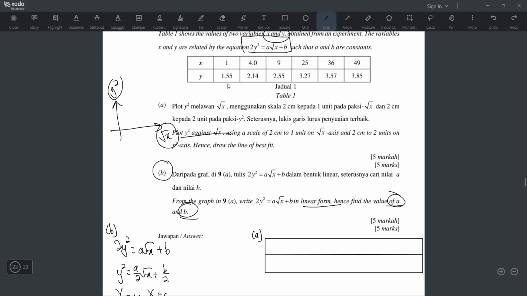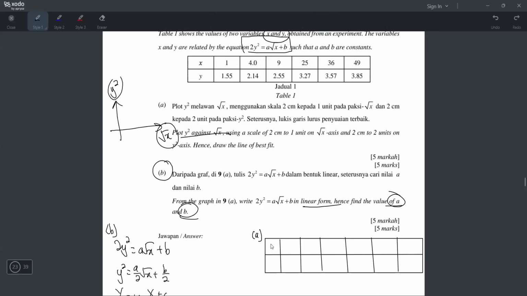So sini ada berapa point? 1, 2, 3, 4, 5, 6. So sini pun ada 6 point lah. So 1, 2, 3, 4, 5, 6. Okay, this will be square root x. Silap. Sebab square root x. And then the y-axis will be y square like this. And then this 1, 4, 9, 25, 36, 49, you have to square root lah. Because you are trying to find square root x, right?